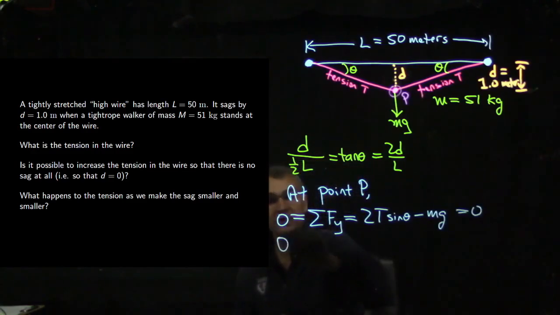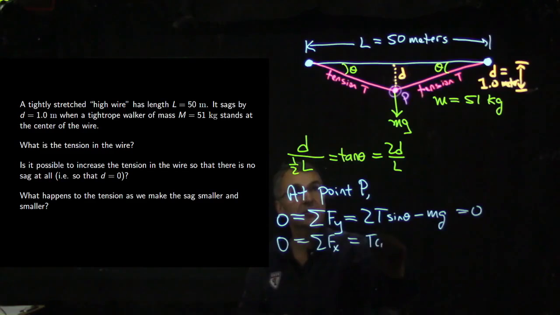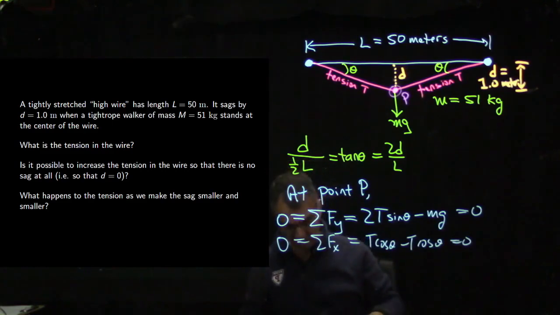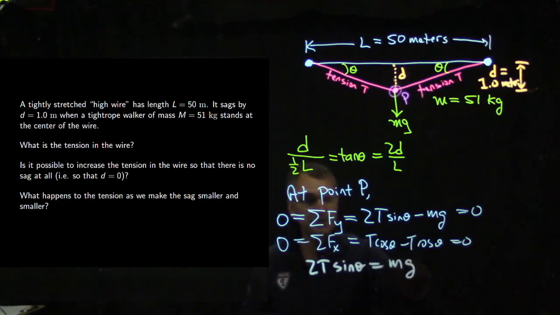See, if you wanted to, you could say 0 is the sum of the forces in x, but that would just be T cosine theta minus T cosine theta, which is 0 anyway, so that doesn't tell you anything. So there's really only one equation of interest, and it tells us that 2T sine theta equals mg, therefore T equals mg divided by 2 sine theta.